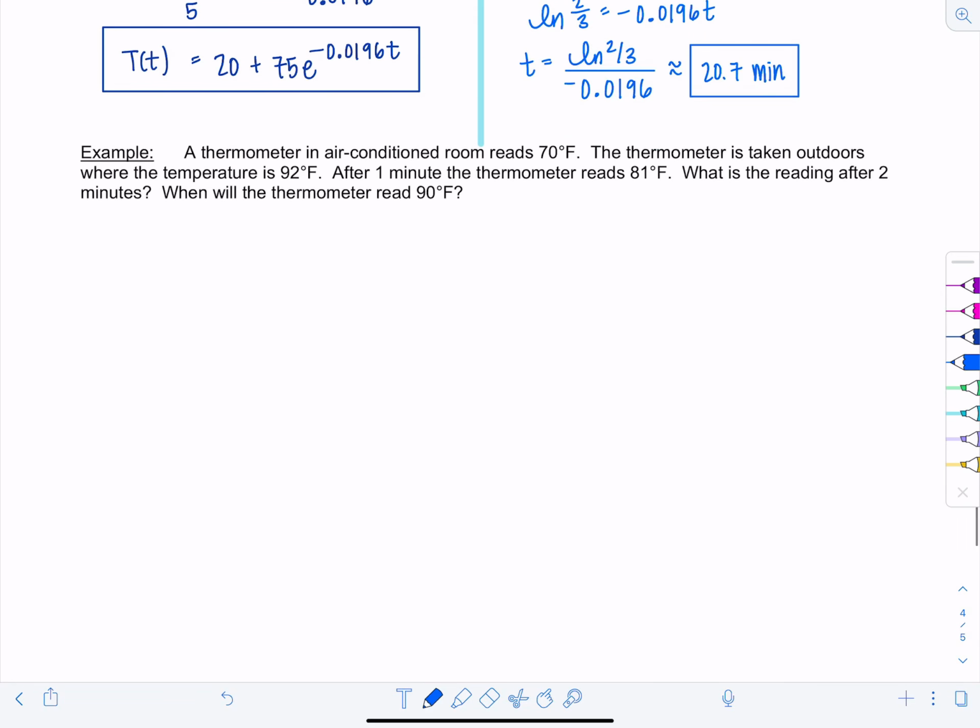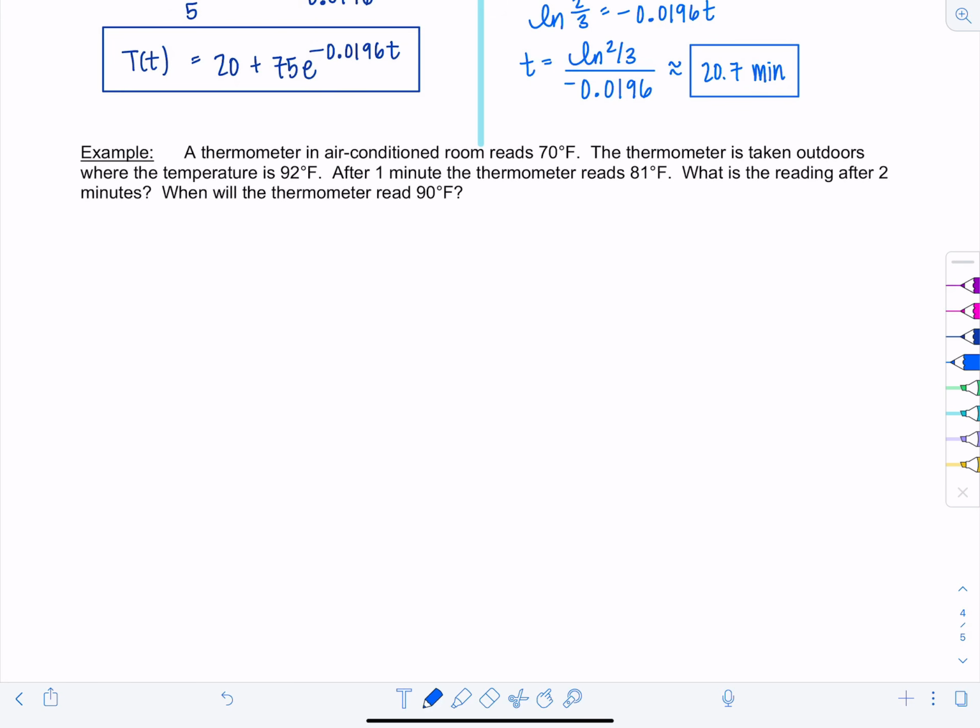A thermometer in an air-conditioned room reads 70 degrees Fahrenheit. The thermometer is taken outdoors where the temperature is 92 degrees Fahrenheit. And after 1 minute, now the thermometer reads 81 degrees Fahrenheit. What is the reading after 2 minutes, and when will the thermometer read 90?